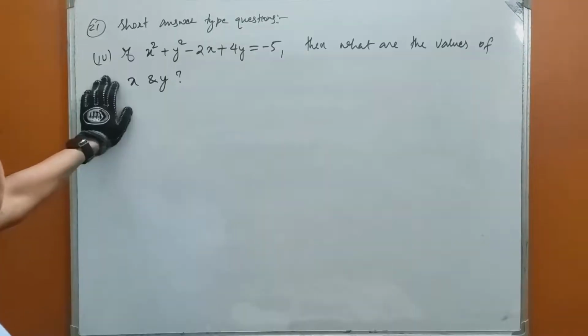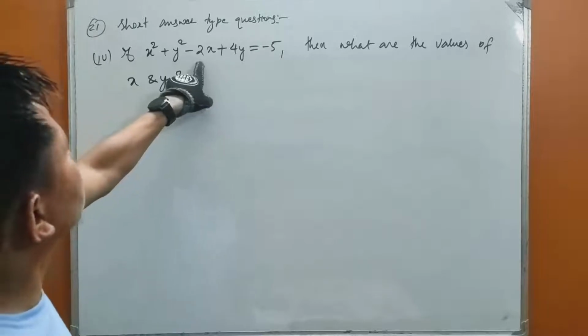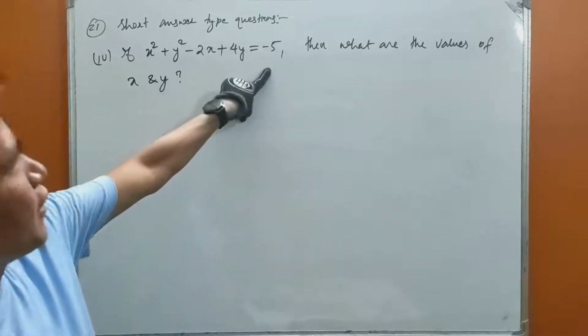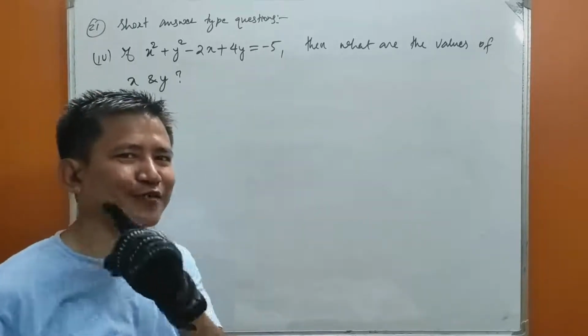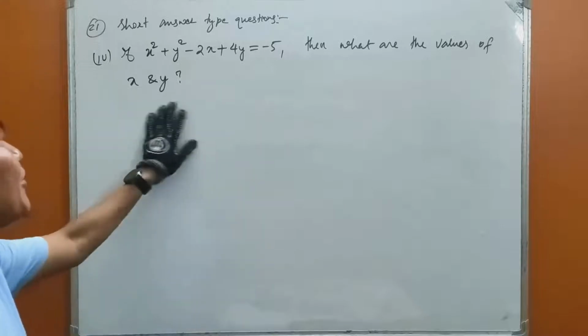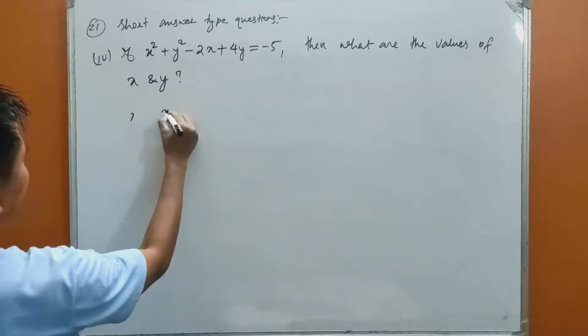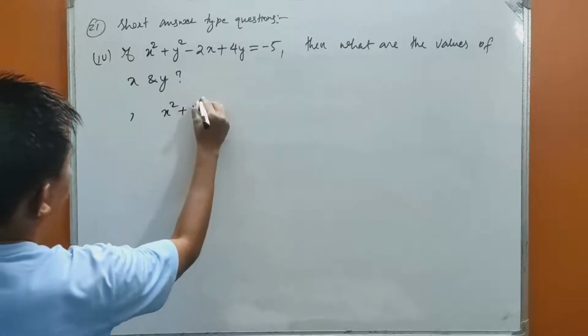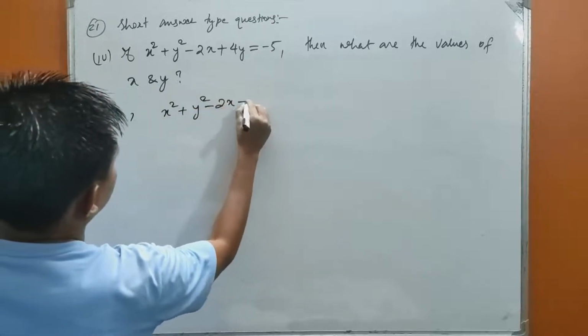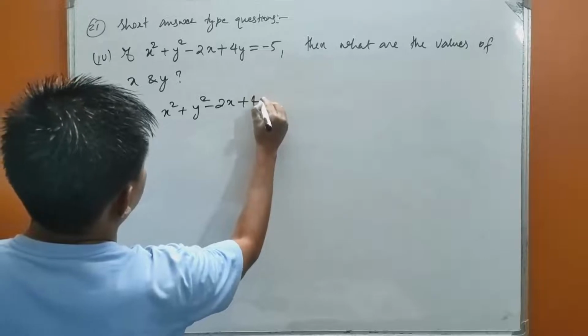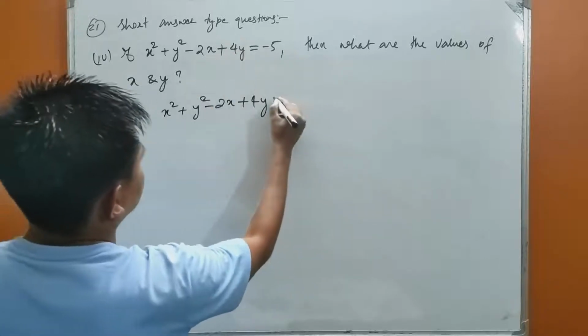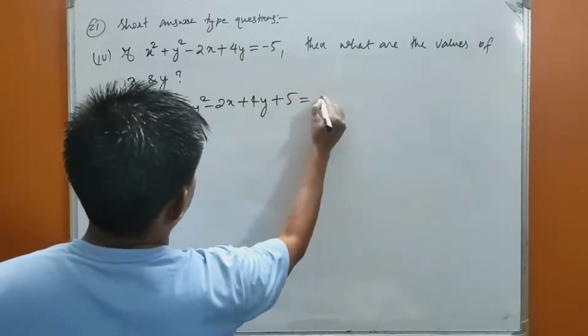So question number 4. If x square plus y square minus 2x plus 4y equals to minus 5, then what are the values of x and y? Isn't it? We are asked to find the values of x and y. Let us rewrite this equation. Or x square plus y square minus 2x plus 4y. Let us bring this minus 5 to the right hand side. Plus 5 equals to 0.